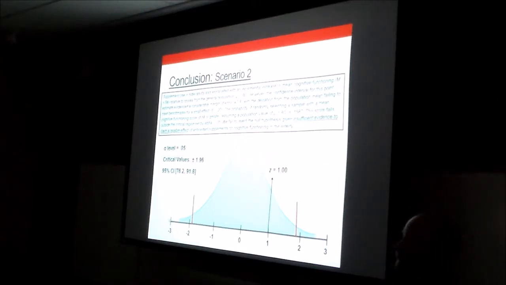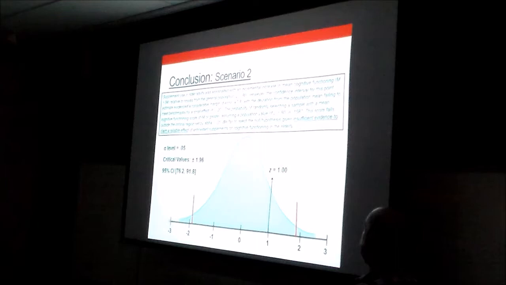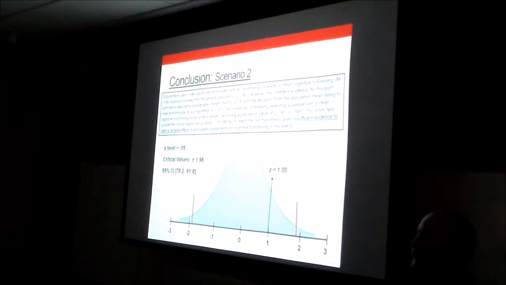With scenario 2, this is different, right? This is where we failed to reject. We say supplement use in older adults is associated with an incremental increase in mean cognitive functioning, right? Relative to scores from the general population. So we're saying, yeah, we saw an increase, right? So a jump there. However, the confidence interval for this point estimate evidences a considerable margin of error, and so we're not super precise. With a deviation from the population mean, failing to meet benchmarks for a small effect. Don't worry about that. We'll get there later on.